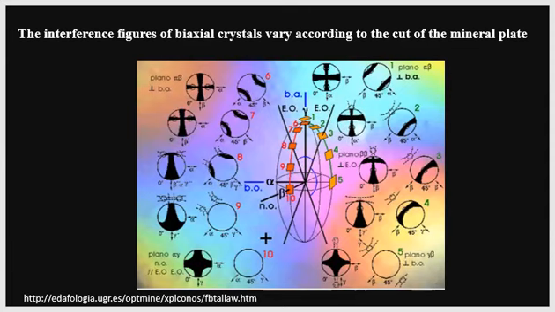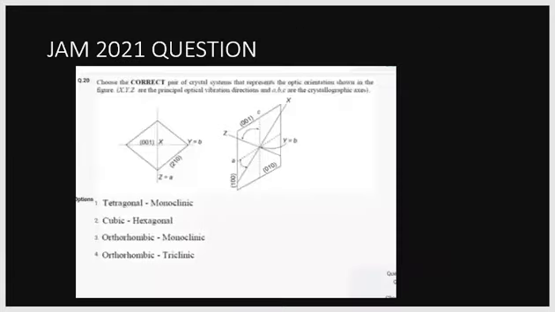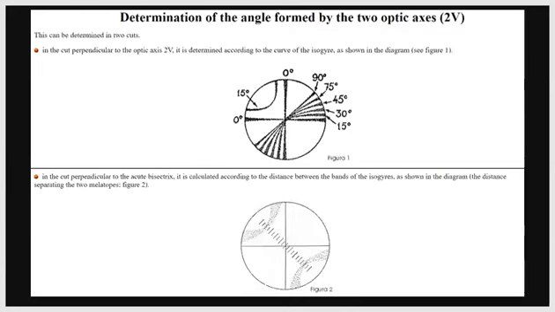Okay, let's come back to the next part of it, where we will see how to determine the angle formed by 2 optic axes. So there are 2 methods to do that. One is by looking at the nature of the curvature. So in the cut perpendicular to the optic axis 2V, it is determined according to the curvature of the isogyre as shown in the diagram. So if the curvature is going to be a straight line kind of thing, it's more or less close to 90, and if it's going to be more curved, based on that you will be able to say whether it's going to be a shorter 2V or the 2V angle is going to be very high.